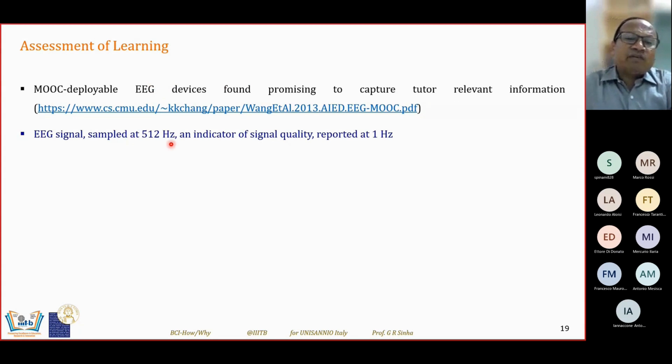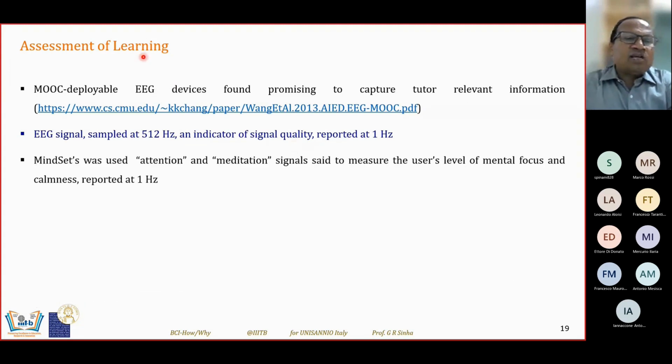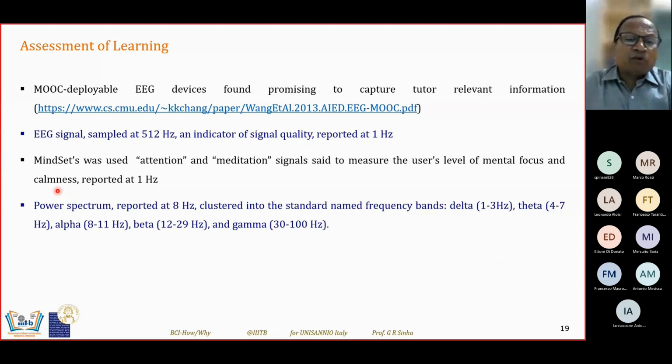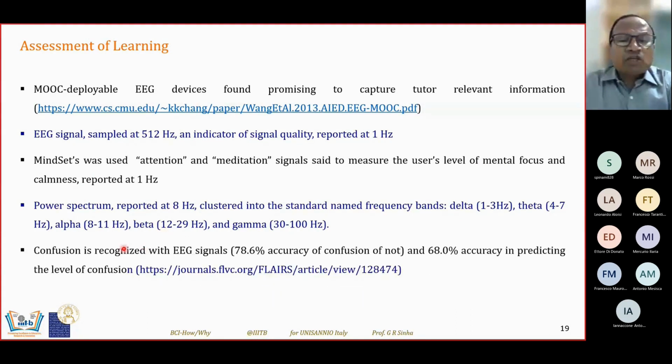The EEG signal was sampled at 512 hertz, with an indicator of the signal quality reported at 1 hertz. Mindset is a small device. As I was telling you, portable EEG devices are coming. So Mindset is the name of the device, probably around 100 USD. It was used to measure attention and meditation signals, the user's level of mental focus and calmness, reported at 1 hertz. The power spectrum reported at 1 hertz was clustered into standard frequency bands like delta, theta, and all that. These are the technologies, and confusion was recognized.